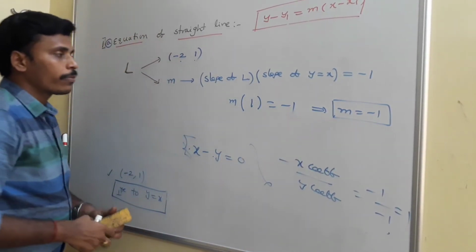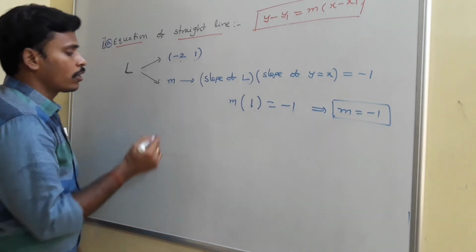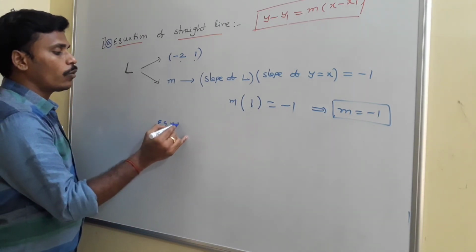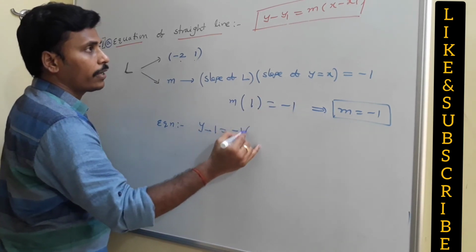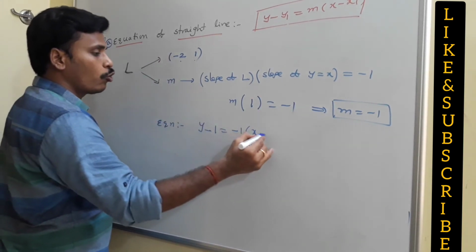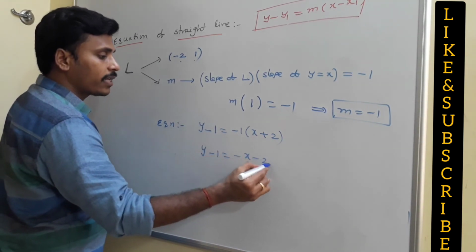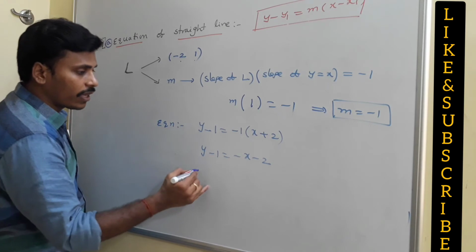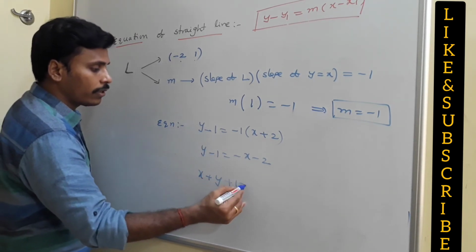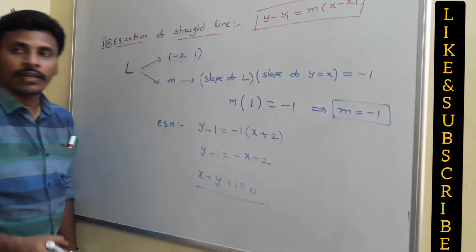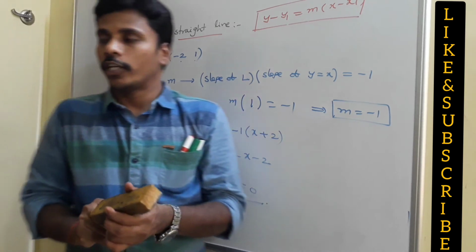So at the end I have a point along with the slope, and now it is very easy for us to find the equation. That equation is y minus y1 is equal to m, which is minus 1, times x minus x1, which is minus 2, so minus of minus is plus 2. And y minus 1 is equal to minus x minus 2. If you drag everything aside, it becomes x plus y plus 1 is equal to 0. Have a look at this. This is the fourth example related to the equation of a straight line.